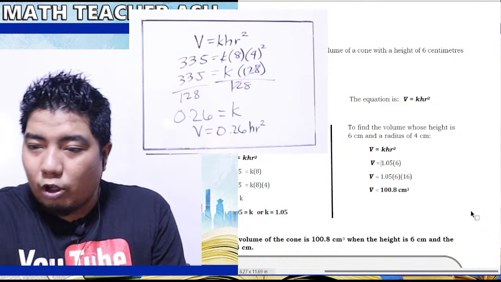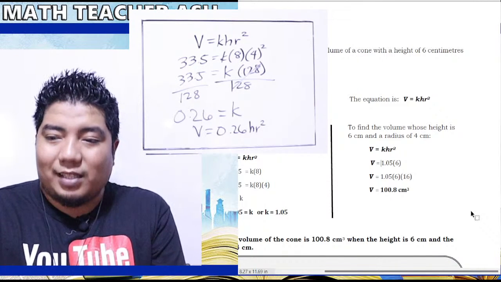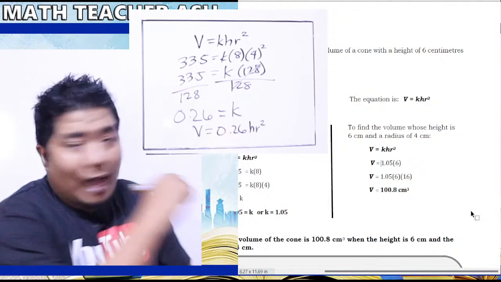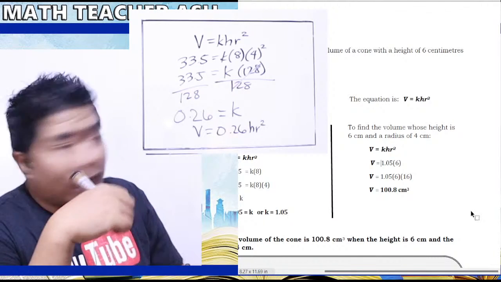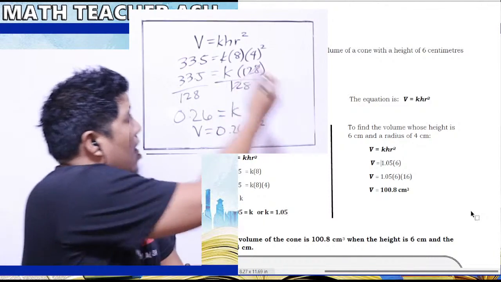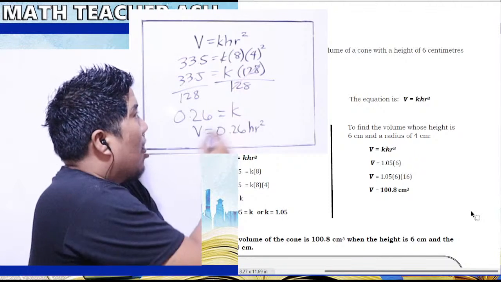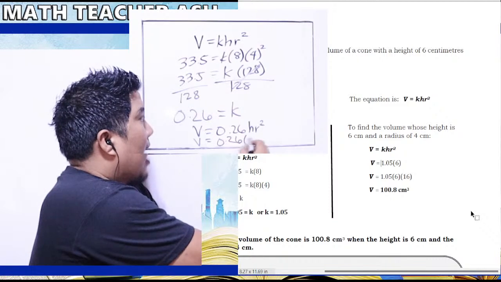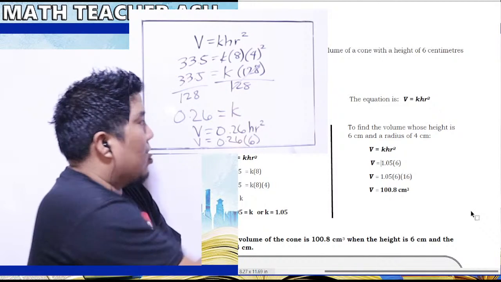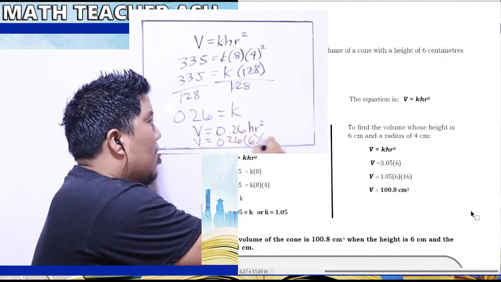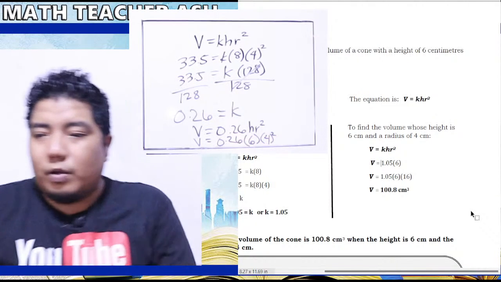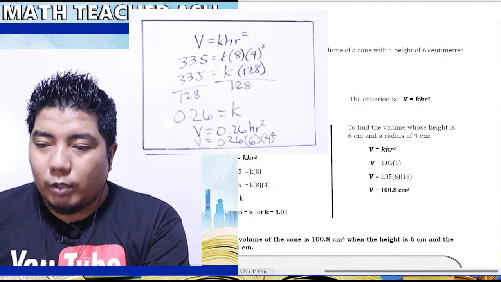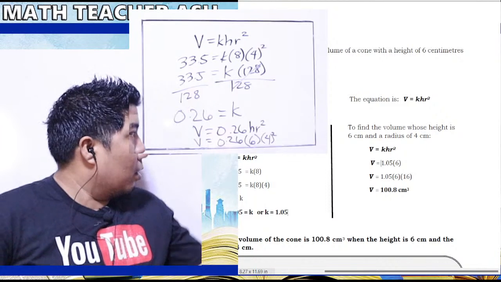If we try to apply that in our next problem, what will be the volume if the height is 6 and the radius is 4 centimeters? Our height became smaller, pero ang ating radius hindi nagbago. From the original, ito daw naging 6. Ano daw ang magiging volume? So, the volume is equal to 0.26 times our height, 6, and then our radius is still 4 squared. What we do here is very simple. You just multiply all of this.